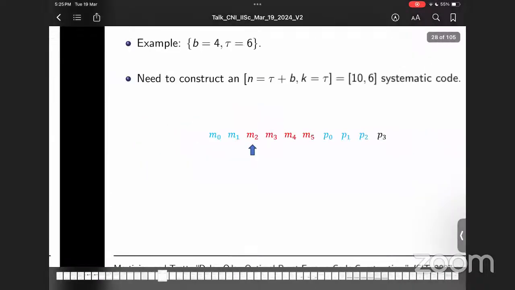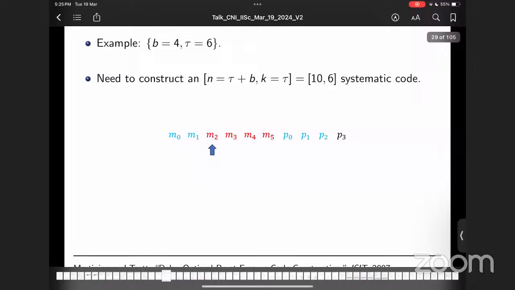So similarly, I can write a few more requirements. For example, another burst I'm considering. Here I'm talking about recoverability of M2. Again, due to the delay constraint, I can go only as far as P2. P3 I cannot consider. And because of the burst, M2, M3, M4, and M5 are unavailable. So using M0, M1, P0, P1, and P2, I should be able to decode M2. Similarly, I can have a few more such requirements on recoverability.